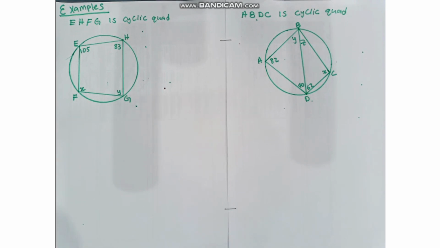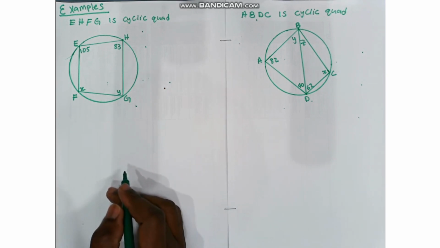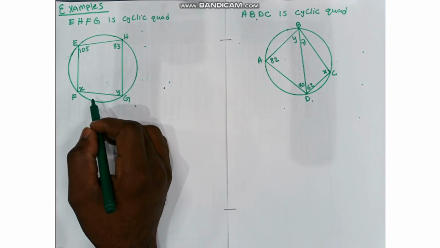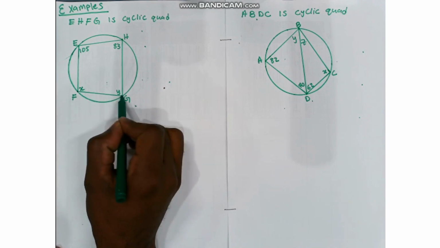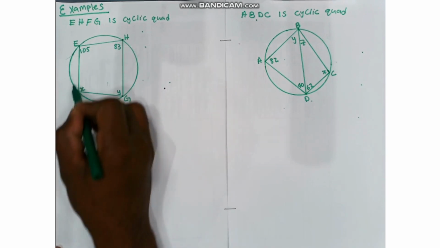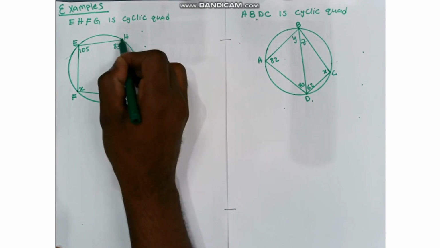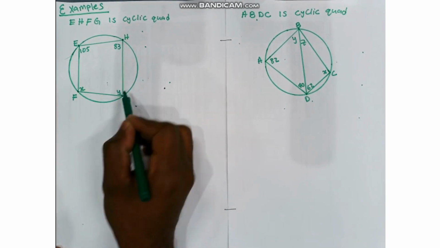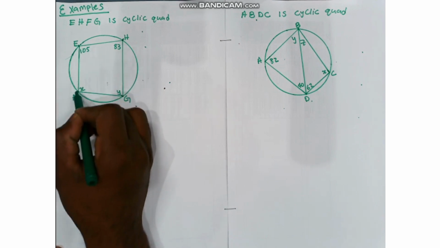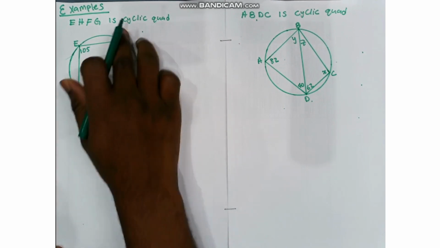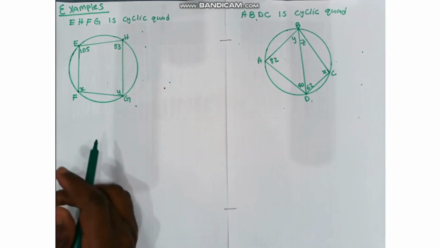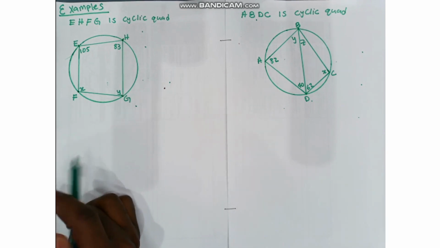Cyclic quad, basically with EHFG, it's a cyclic quad. A cyclic quad is where all the points of our quadrilateral touch the circumference. So if all these points touch the circumference, then this is a cyclic quad. Now what is a cyclic quad saying?